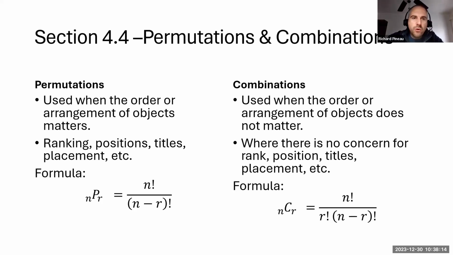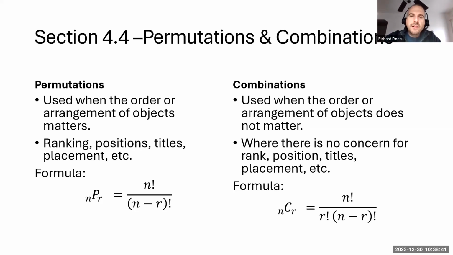n here stands for the total number of objects that we have. r is the number of objects that I want to arrange. So for example, if I have, let's say, 30 people, that would be n, and I want to arrange 6 of them in specific titles, the r here would be 6. So 30 is the pool of people I have. r is how many I'm looking to arrange.